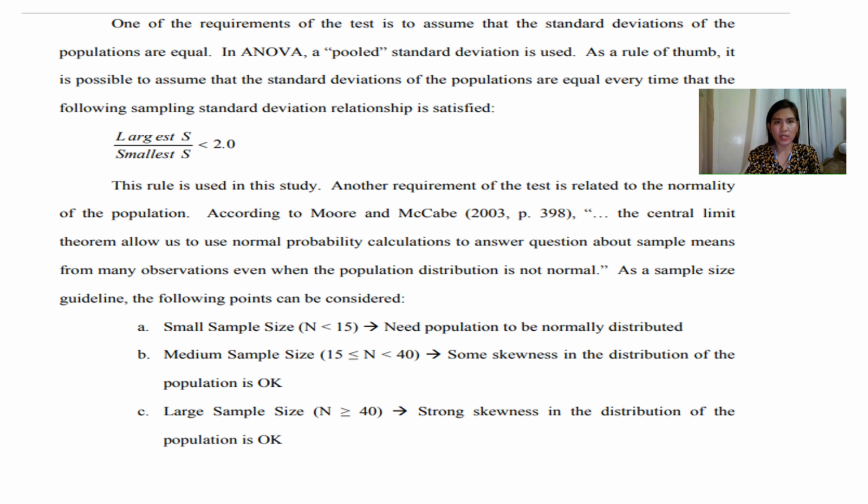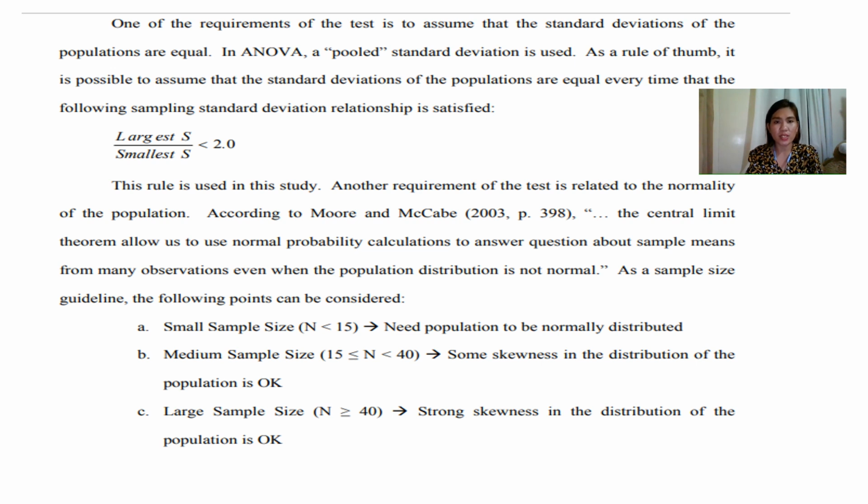One of the requirements of the test is to assume that the standard deviations of the populations are equal. In ANOVA, a pooled standard deviation is used. As a rule of thumb, it is possible to assume that the standard deviations of the populations are equal every time that the following standard deviation relationship is satisfied: largest S over smallest S is less than 2.0. This rule is used in the study.